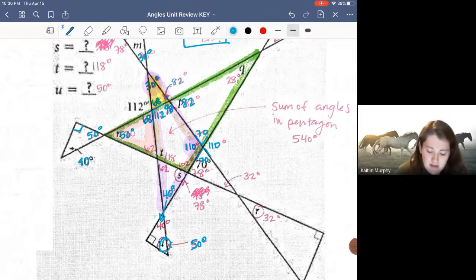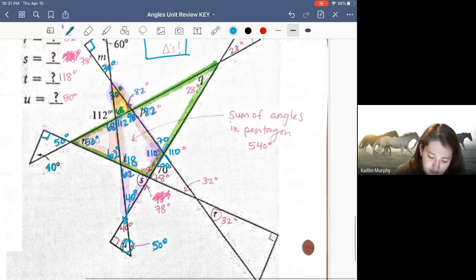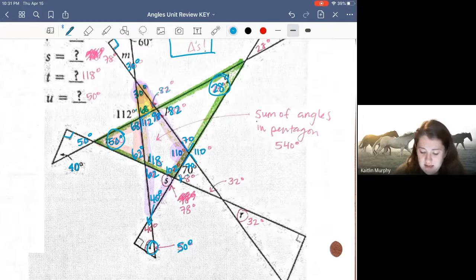We can get this 62 degrees by subtracting from 180. Supplemental tells me this has to be 118. And this has to be 62. And we have this 82 and the 70 in the top right, so we can get this 28 up here. And then we'll look at this big green triangle to get 102 down in this corner from this 50 degrees and that 28 degrees in those corners. We get this 78, and we get 32 right here.